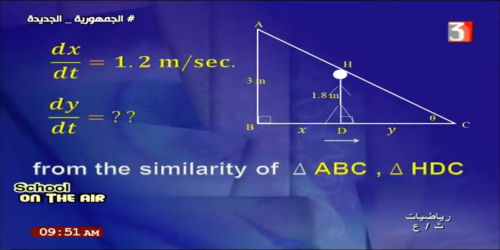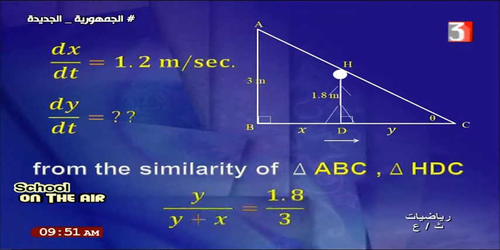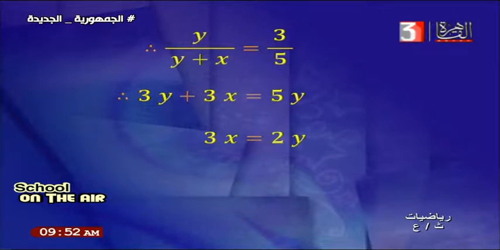From the similarity of the two triangles ABC and HDC, we have y over y plus x equals 1.8 over 3. Then y over y plus x equals 3 over 5. Cross multiplication, then 3y plus 3x equals 5y, then 3x equals 2y. Now we have a relation between x and y.